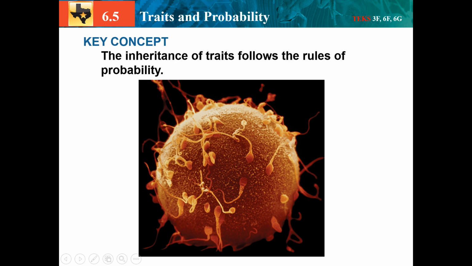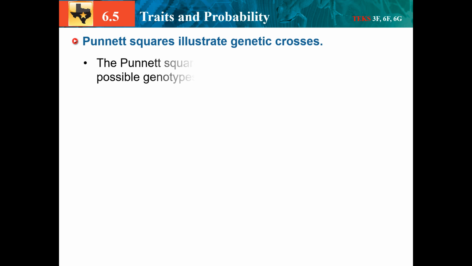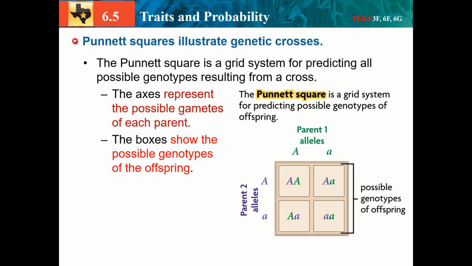This is Chapter 6, Section 5, and it's on traits and probability. The key concept here is that the inheritance of traits follows the rules of probability. All right, a Punnett square illustrates genetic crosses.